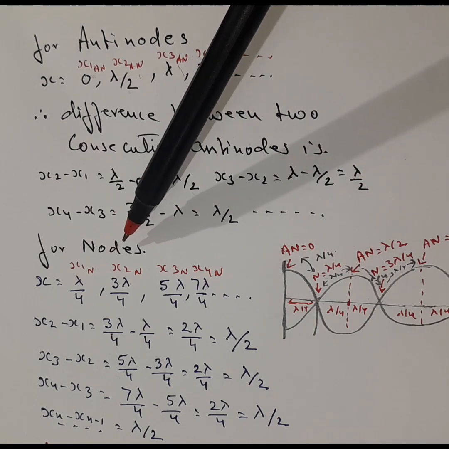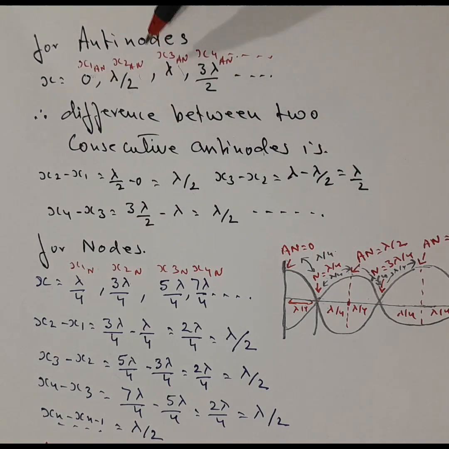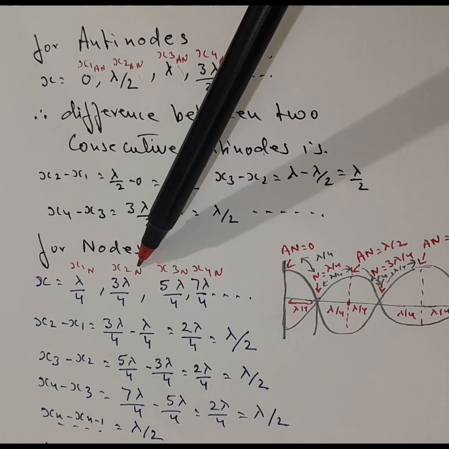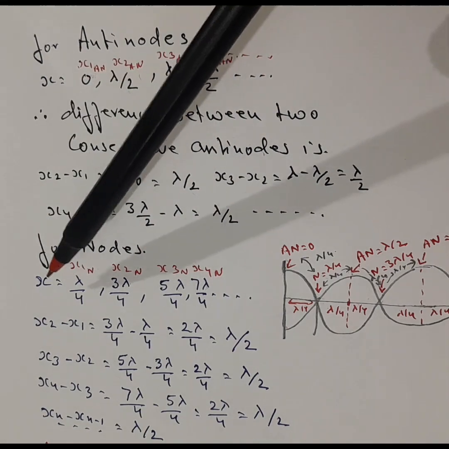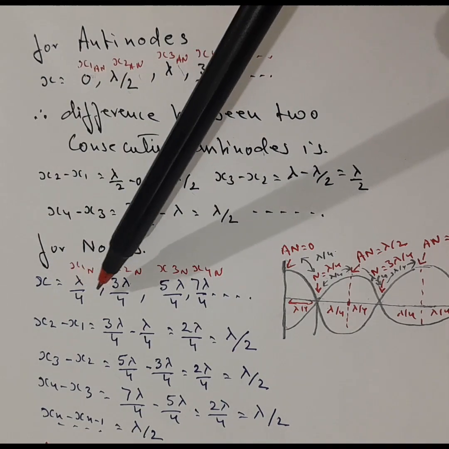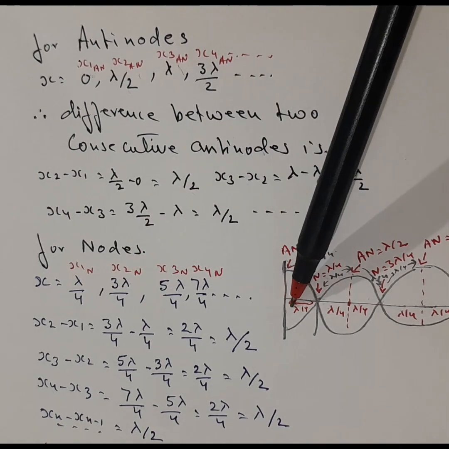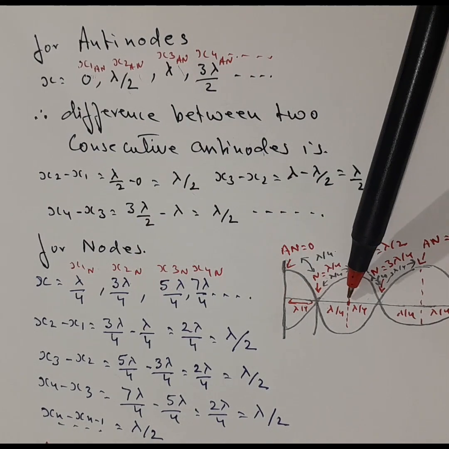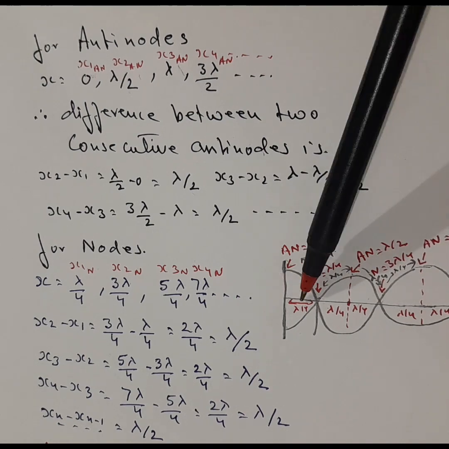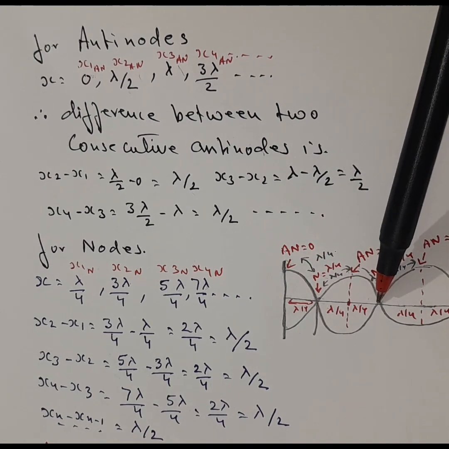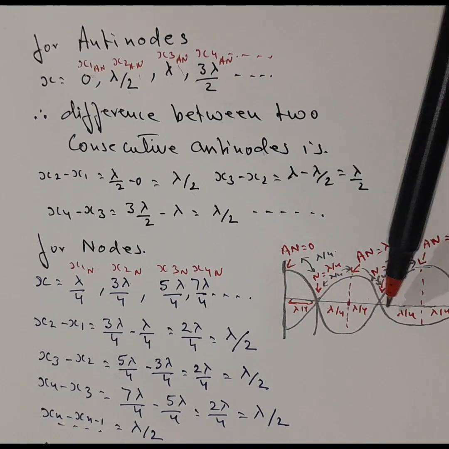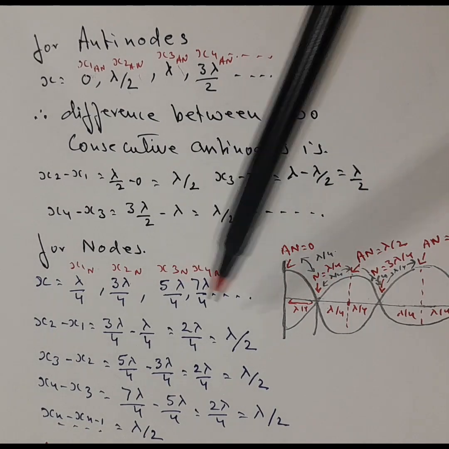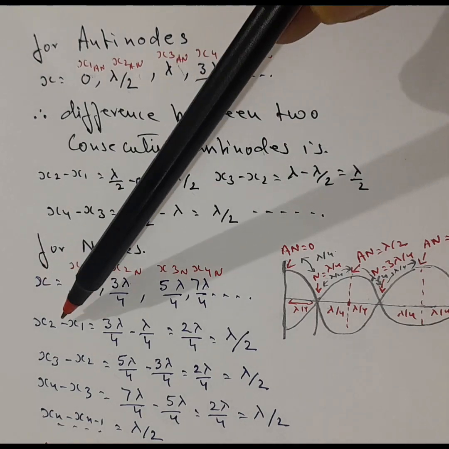Now let's check out nodes also. Here I have written an, which represents antinode, and here I have written n in subscript, which corresponds to nodes. So for nodes, this was lambda by 4. The next node came over here, that was 3 lambda by 4, and the next node came over here, so it was 5 lambda by 4, and so on and so forth. So now let's find out the difference.